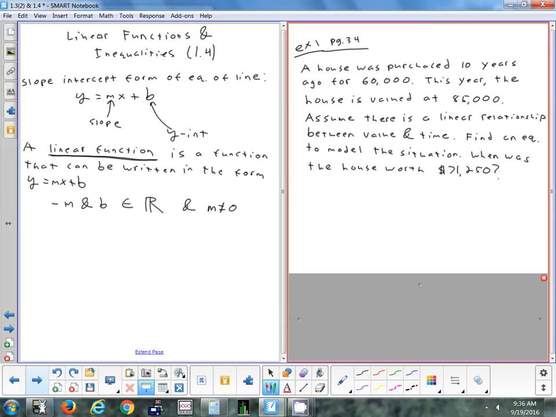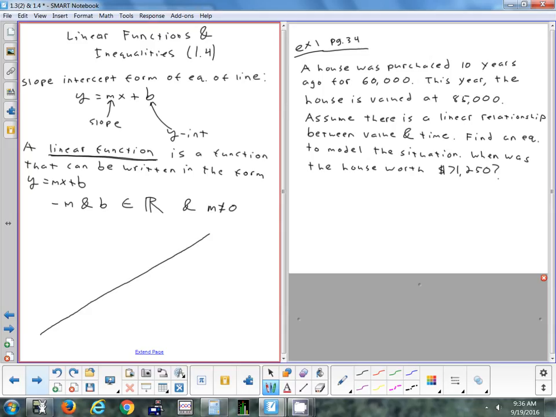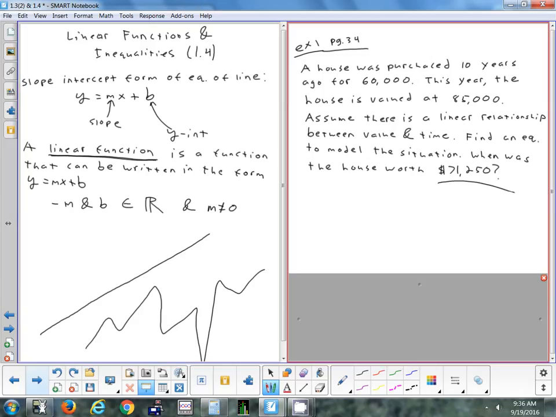In other words, the value of the house did this. It just went straight up. That usually doesn't happen. Usually home prices are all over the place. But we're just going to assume the value of the house went straight up. I want to find an equation that models this situation. And then once I do, I want to know at what point in time was the house worth $71,250.